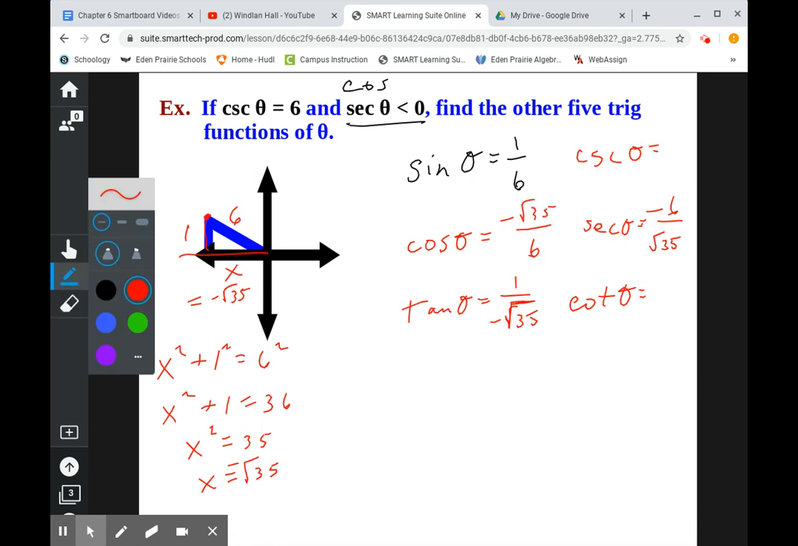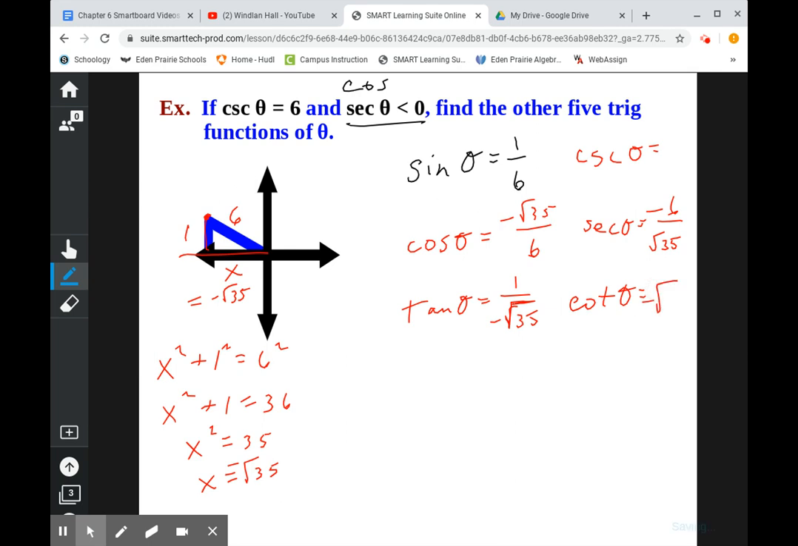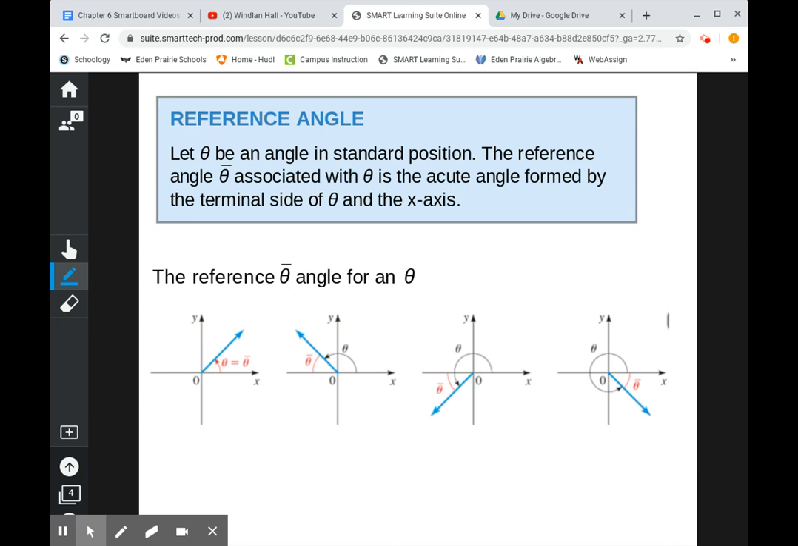The square root, negative square root of 35. There you go. Always make sure you take note of which quadrant the answer is going to be in, because that'll take care of your negatives and positives. Okay, now, reference angles.